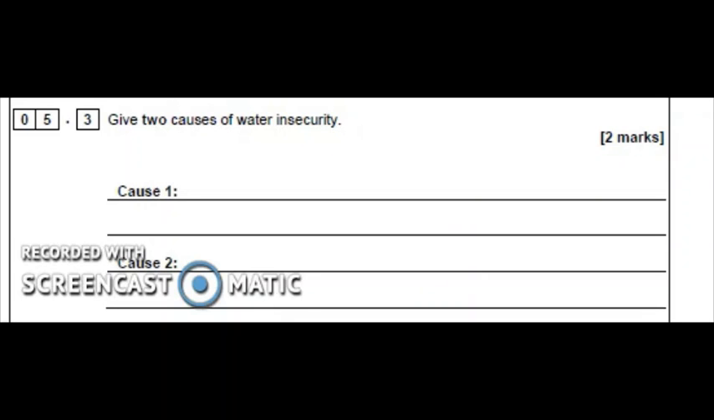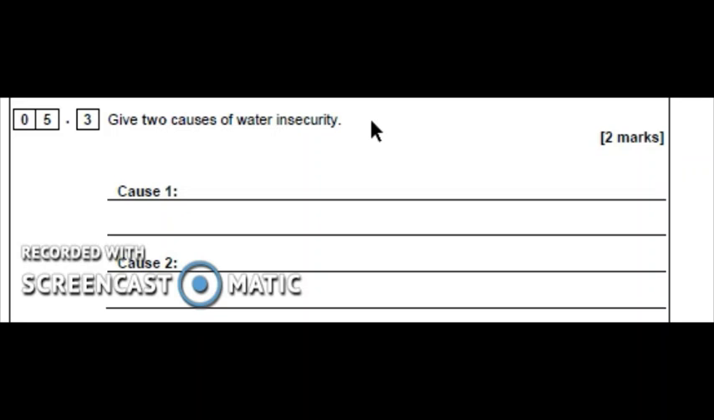5.3. Give 2 causes of water insecurity. Basically, this question is asking why do places not have a lot of water? So there's loads of different causes. These can be what's called physical causes. For instance, things like the climate. It might be too hot, so all the water on the surface is evaporated, or it might be really dry. You might have a lot of people in an area, and try and get key terms in if you can, like population growth or high population density. Obviously, the more people there are, the harder it is for the water to be spread evenly.